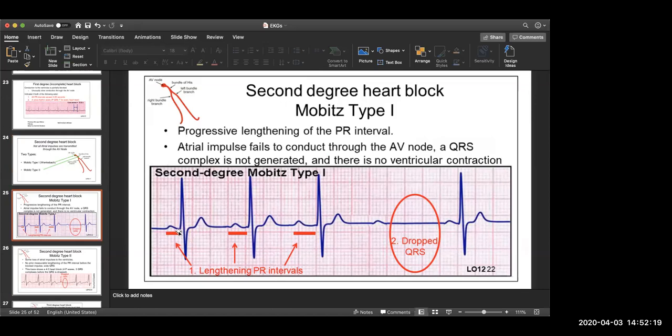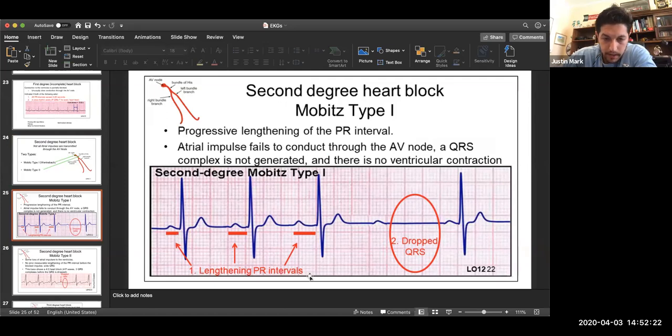When I look here, it tells us right here, we want to make sure that the PR intervals are consistent. Here, they're lengthening. That's one characteristic of Mobitz type 1. Another huge characteristic of Mobitz type 1, and actually the other Mobitz as well, is that we're dropping a QRS complex. So, lengthening PR intervals and dropped QRS complexes. On a slide like this, it's very easy to see.